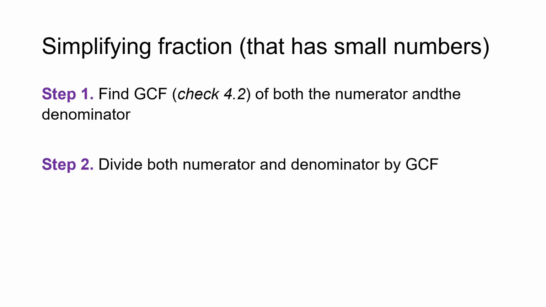Now let's talk about simplifying fractions. First of all, there are 2 steps, pretty easy. Again, this is for small numbers, because don't do this for big numbers, it's going to be so difficult and time consuming. So the first step is to find the GCF of the numerator and denominator. And the second step is to divide both numerator and denominator by the GCF.